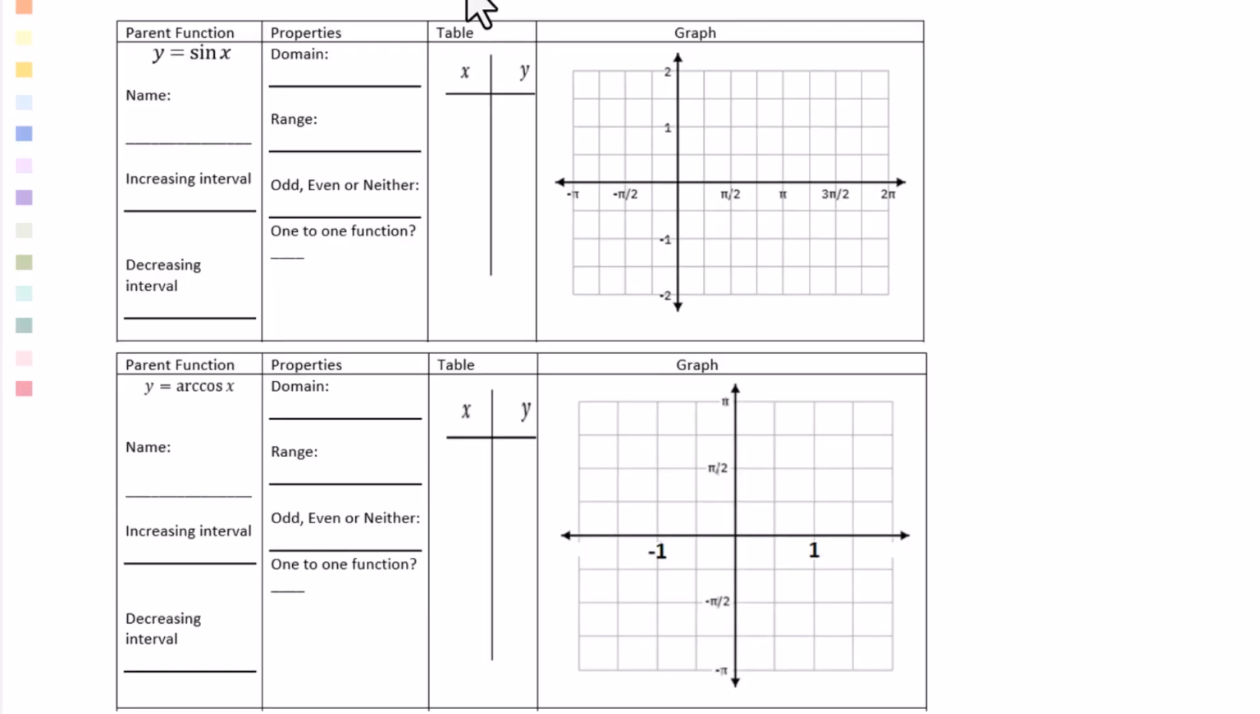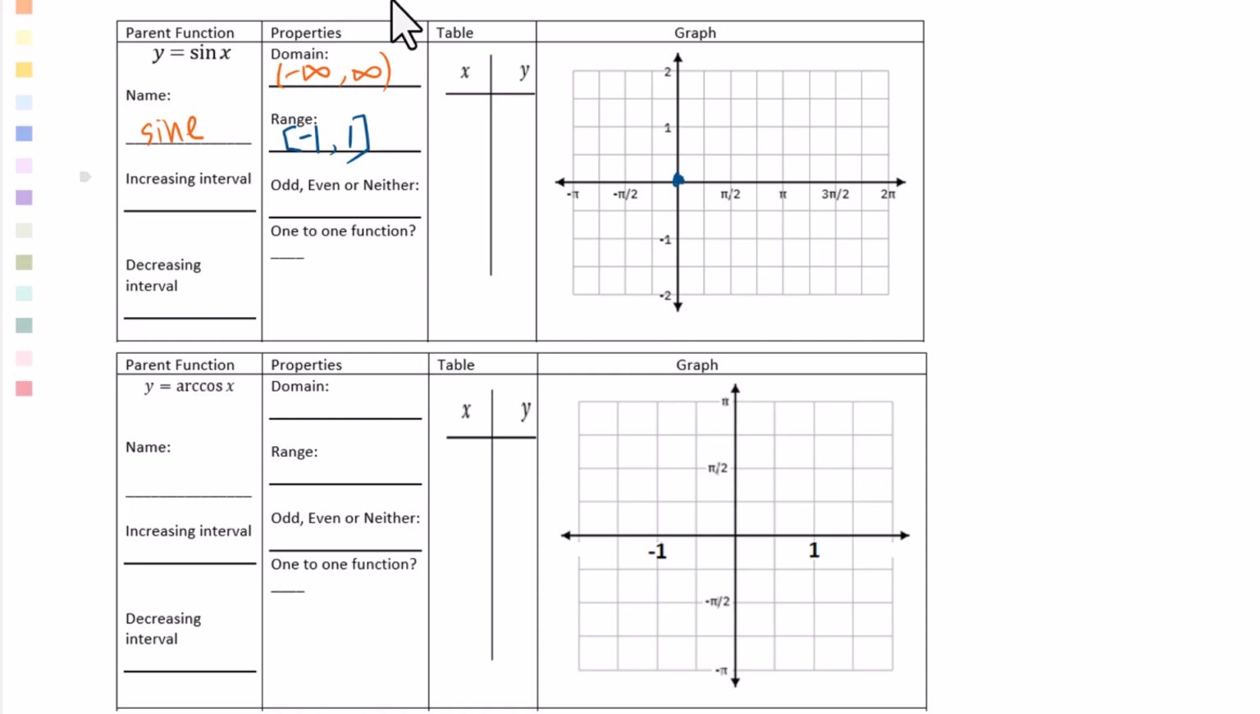y equals sin x, the sine function. Domain is all real numbers. Range is the inclusive interval between -1 and 1. Let's sketch the graph.